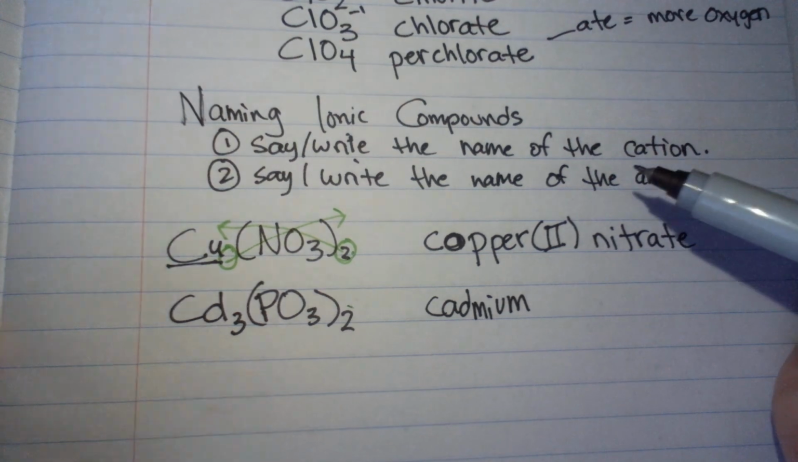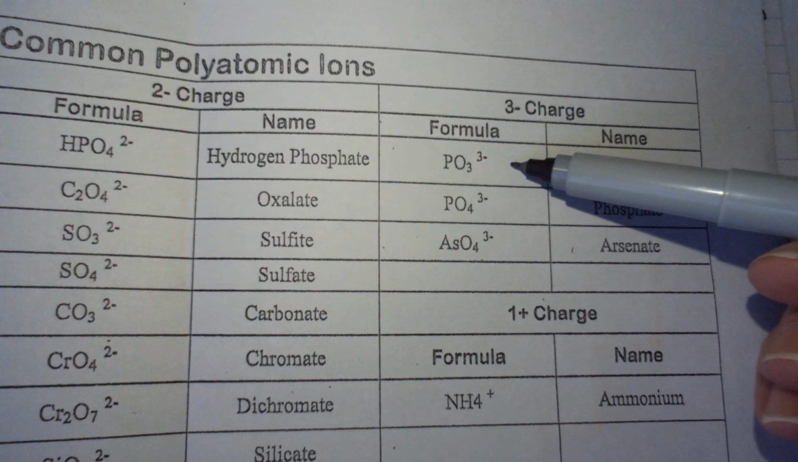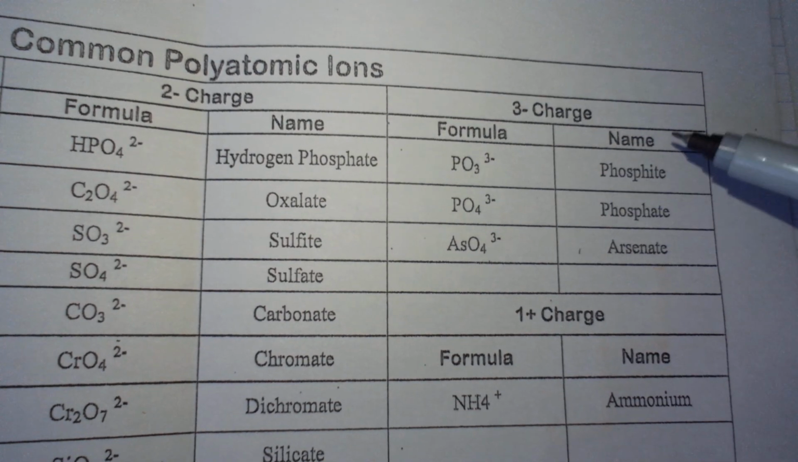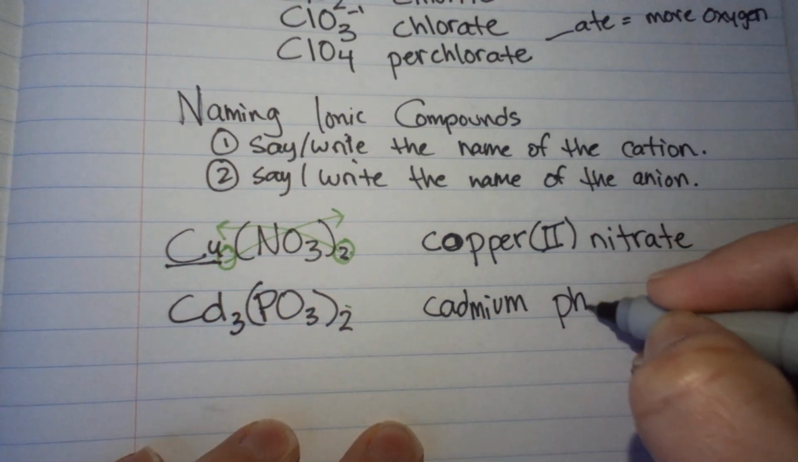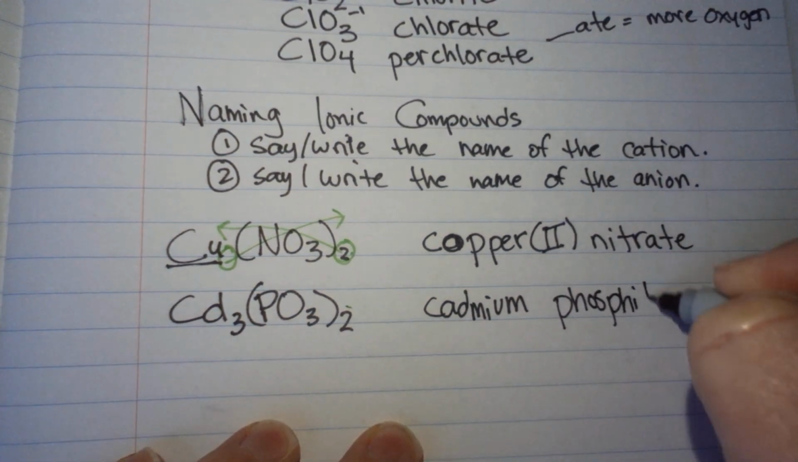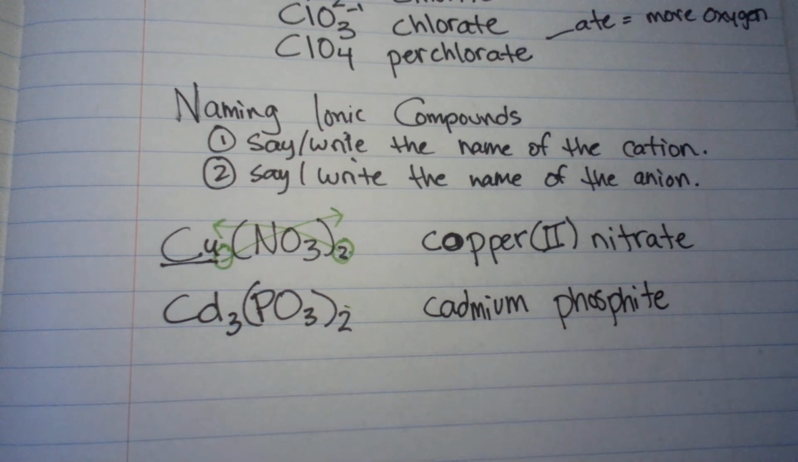And then PO3. Let's refer to our names. PO3, okay, right there is a -3 charge, and it's phosphite. Okay, so that is it. You say the name of the cation, then say the name of the anion.